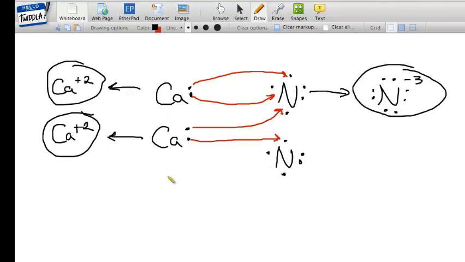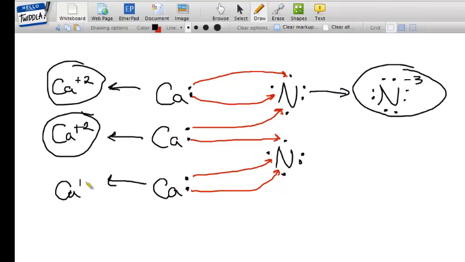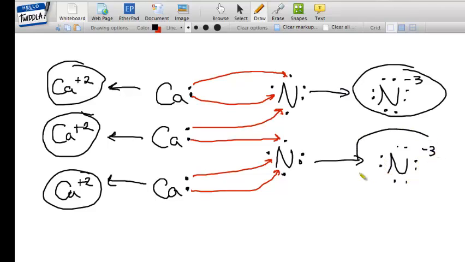It's not stable yet. So that means I need a 3rd calcium atom with its 2 valence electrons, because this calcium is going to want to give its electrons 1 and 2 to nitrogen. And when it does that, the calcium atom becomes a calcium ion. It is now stable, but with a charge. And the nitrogen now has gained its 3 that it was looking for, and it becomes stable with its 8 dots and its -3 charge. So now everybody's happy, everybody's stable.